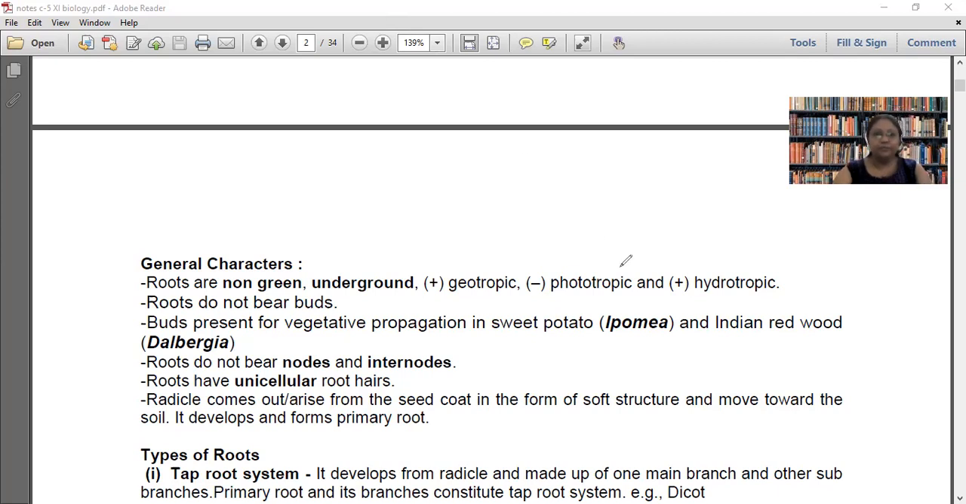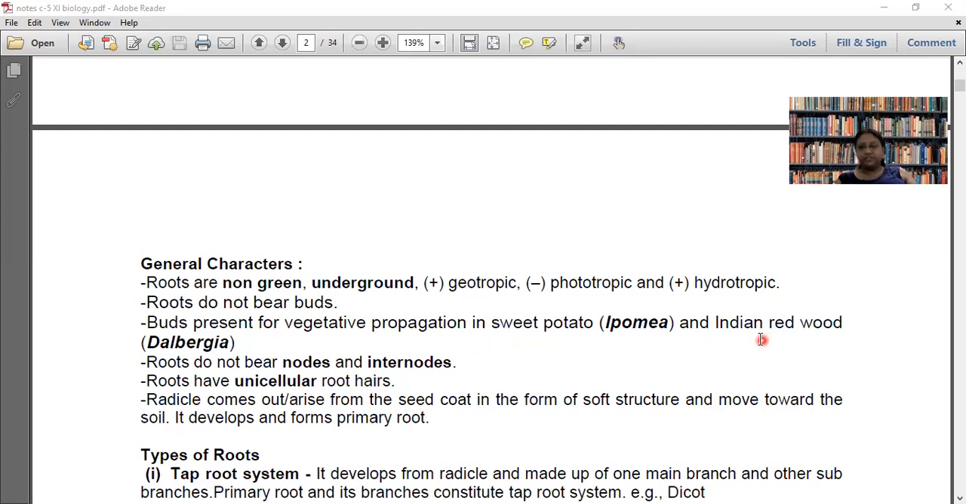So the thing is that roots generally do not bear any bud, the way in case of stem, buds are existing. In case of root, buds are non-existing. In some specific cases like sweet potato and Indian redwood, which we call the sisu plant, which is a very good source of timber, buds are present in case of root also. This chapter is about exceptions.